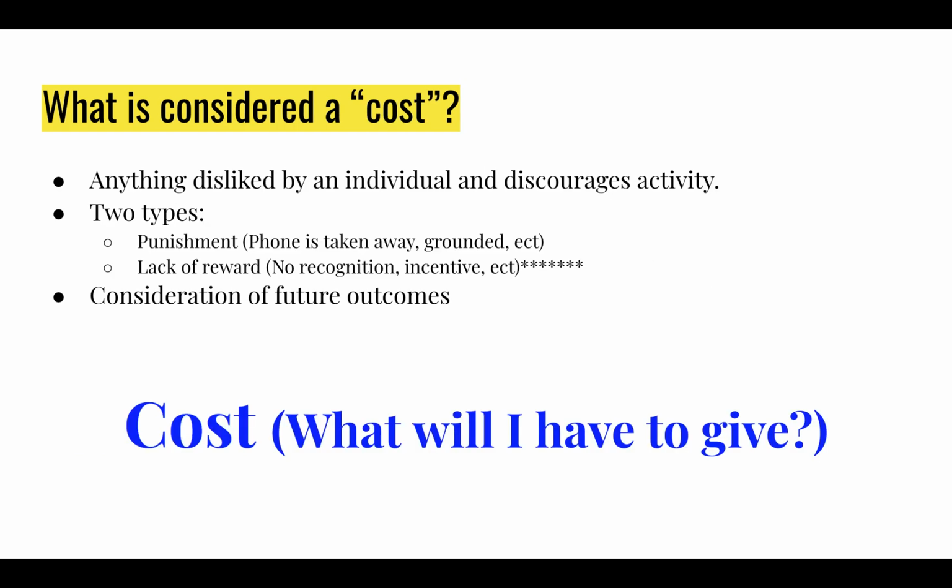What is considered a cost? A cost is anything that you will have to give. There are two types, punishment and lack of reward. A cost is typically what makes a person stop and consider what they're going to do.